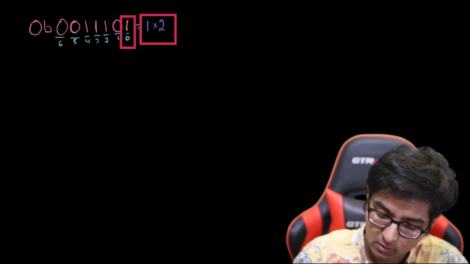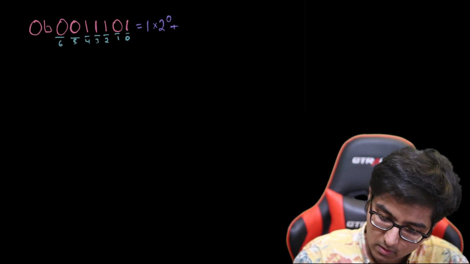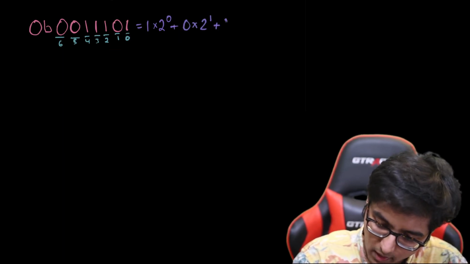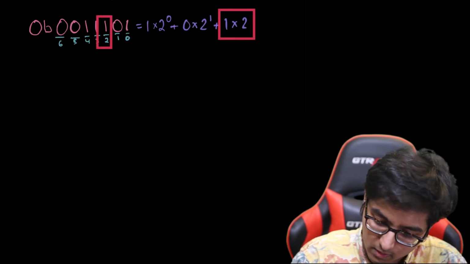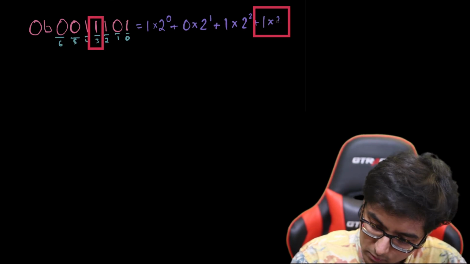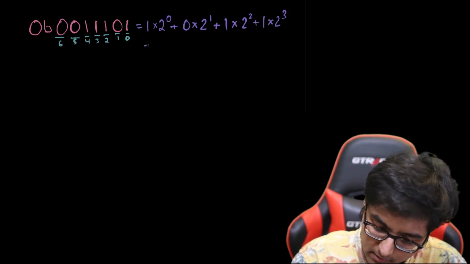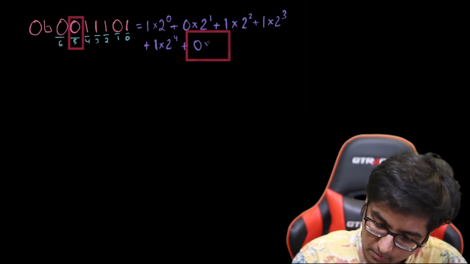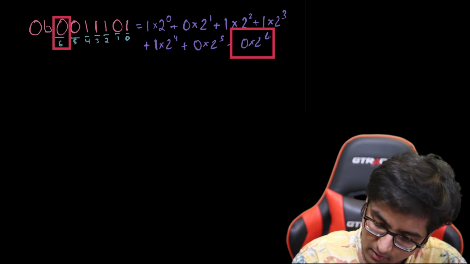1 multiplied by 2 to the power 0, plus 0 multiplied by 2 to the power 1, plus 1 multiplied by 2 to the power 2, plus 1 multiplied by 2 to the power 3, plus 1 multiplied by 2 to the power 4, plus 0 multiplied by 2 to the power 5, plus 0 multiplied by 2 to the power 6.